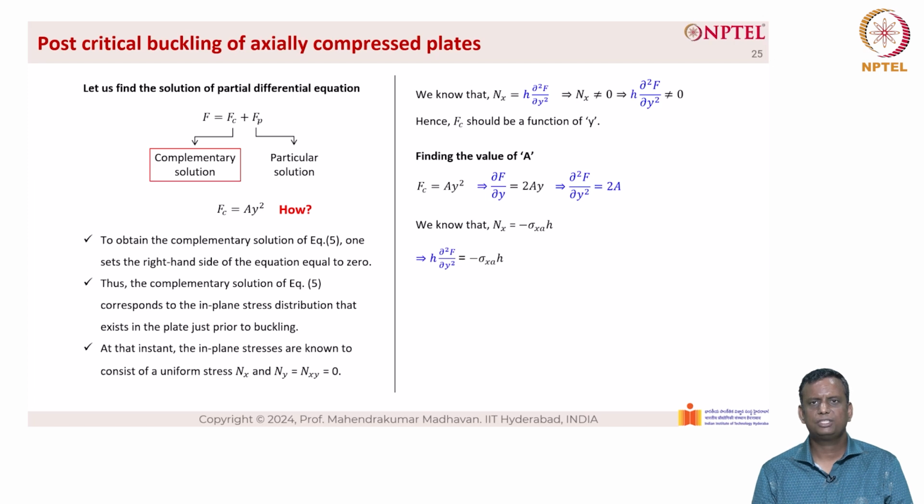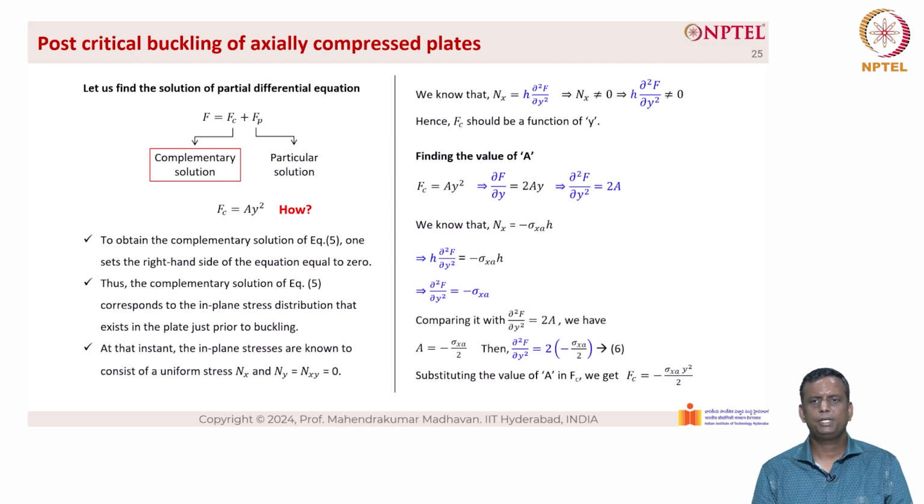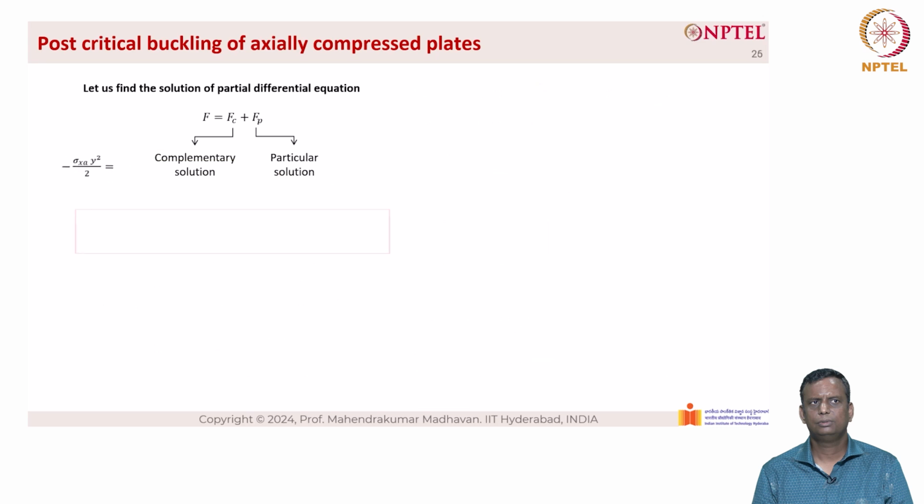So we have h into dou square f by dou y square equal to minus sigma xa into h. So we have dou square f by dou y square equal to minus sigma xa. So comparing it with dou square f by dou y square equal to 2a, we have a equal to minus sigma xa by 2. And then dou square f by dou y square equal to 2 into minus sigma xa by 2, which becomes equation 6. Now, substituting the value of a in f sub c, we get f sub c equal to minus sigma xa into y square by 2. This is for the complementary solution.